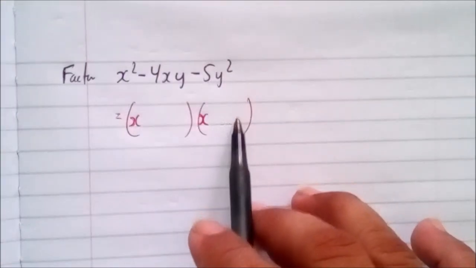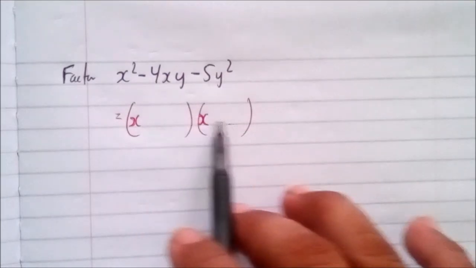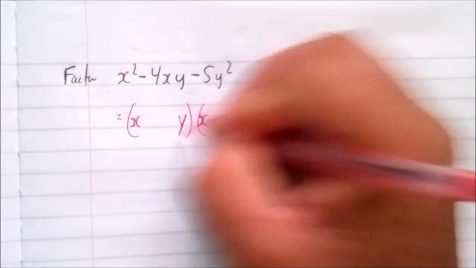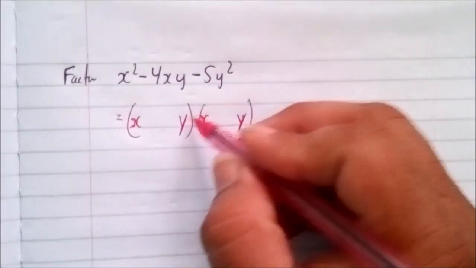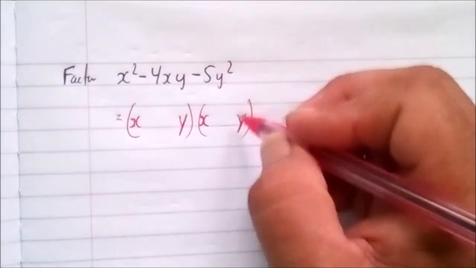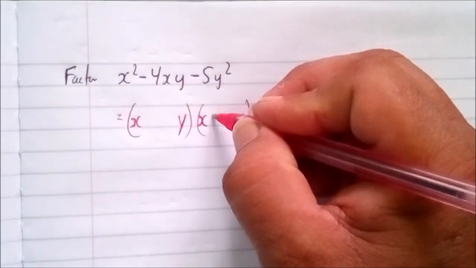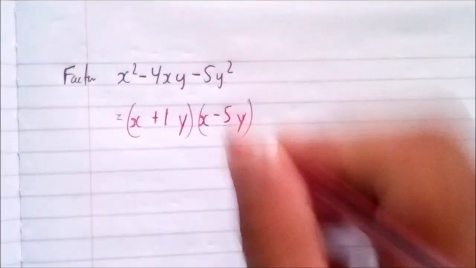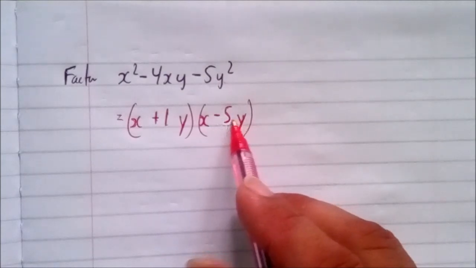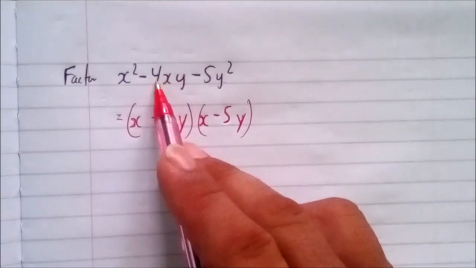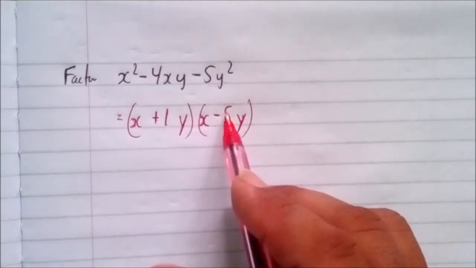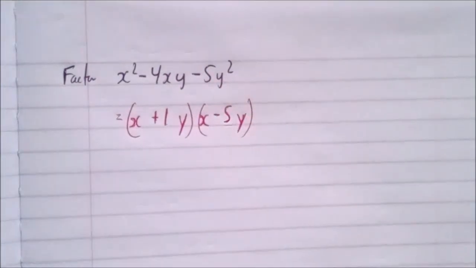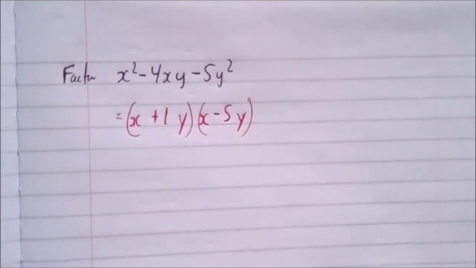And the only way I could get y squared is if I put the y's at the back, so this would become y here and y here. That's the only way I could get a y squared here. And the only way I could get a negative 5y is if this is negative 5y and this is positive 1. Remember, this middle term is the sum of these two terms. So negative 5 plus a positive 1 is negative 4. 1 times a negative 5 is negative 5. Okay? And that's how you get that one there.